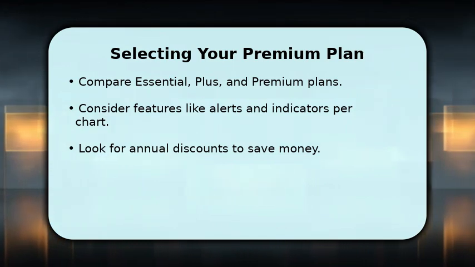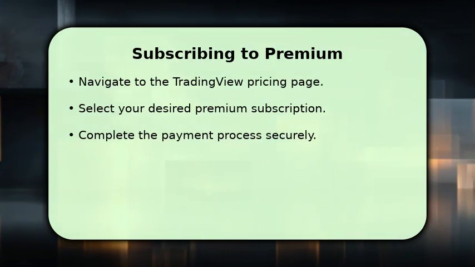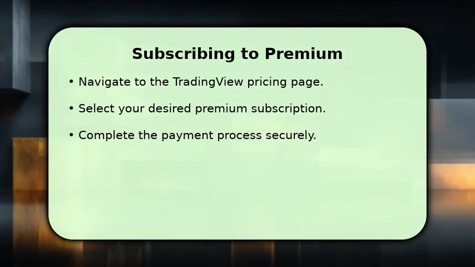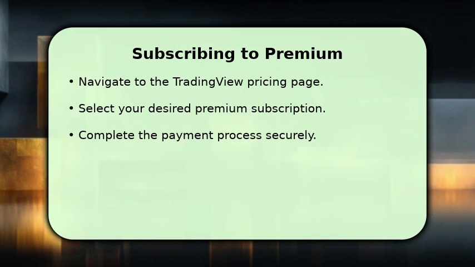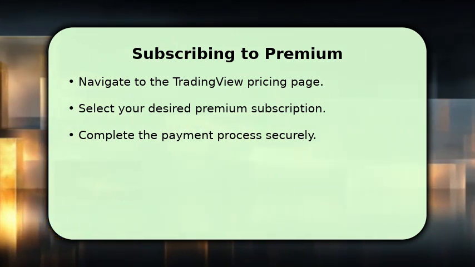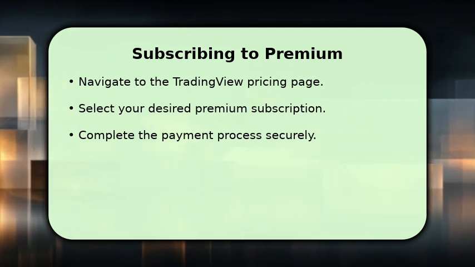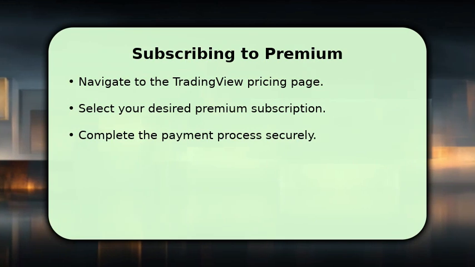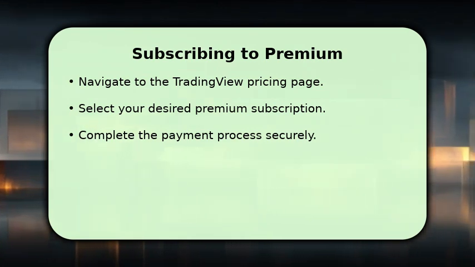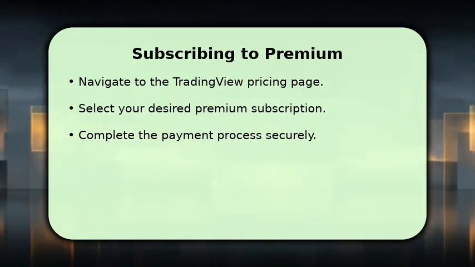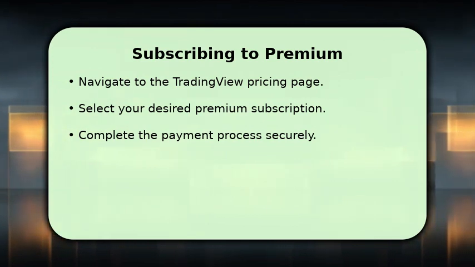in the long run. To subscribe, first visit the official TradingView website and locate the pricing or upgrade section. From there, you can easily compare the different premium plans side by side. Once you have chosen the plan that best suits you, proceed to select it and follow the prompts to complete your payment. TradingView accepts various payment methods, ensuring a secure and straightforward transaction to activate your new premium features.